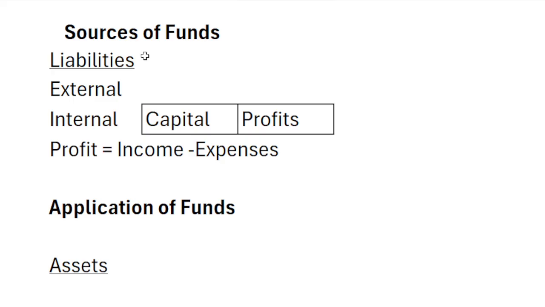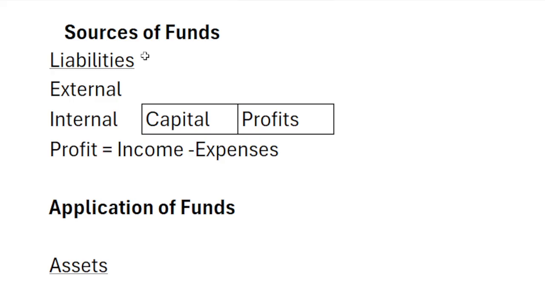Now, in internal liabilities, we have three obligations. One is capital, the other is profit earned during the year, and the other is retained earnings, which is reserves. These are the three components in internal liability. First, we'll discuss capital. Capital is what is invested by the owner.